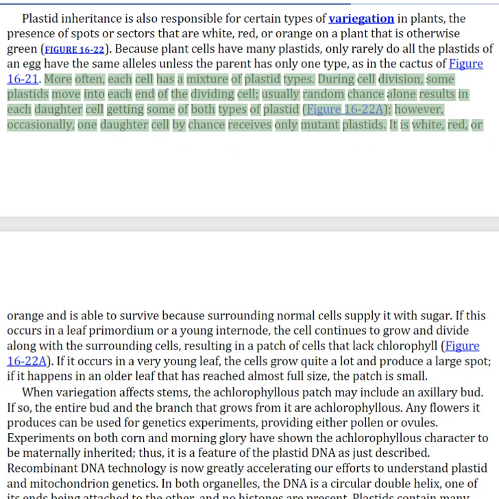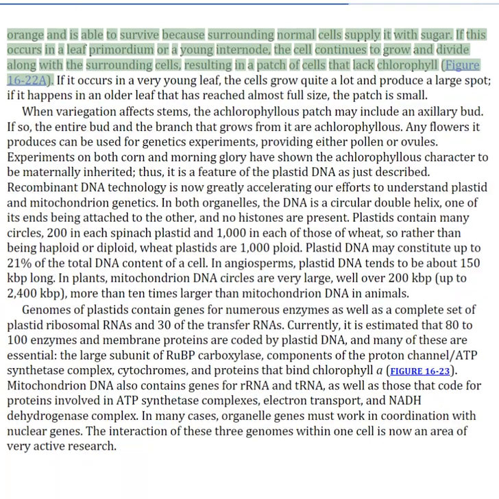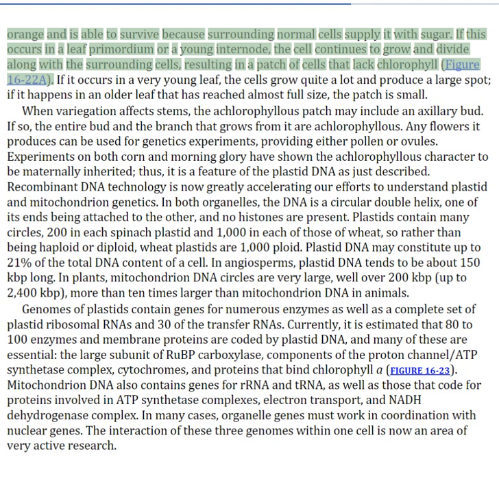During cell division, some plastids move into each end of the dividing cell. Usually random chance alone results in each daughter cell getting some of both types of plastid. However, occasionally, one daughter cell by chance receives only mutant plastids. It is white, red, or orange and is able to survive because surrounding normal cells supply it with sugar.